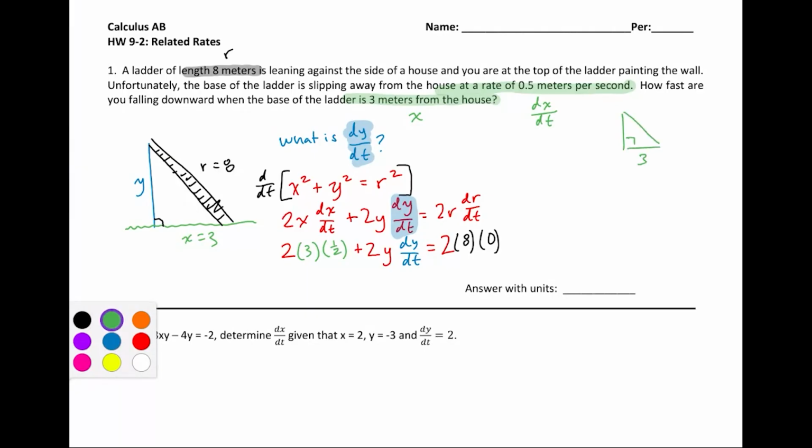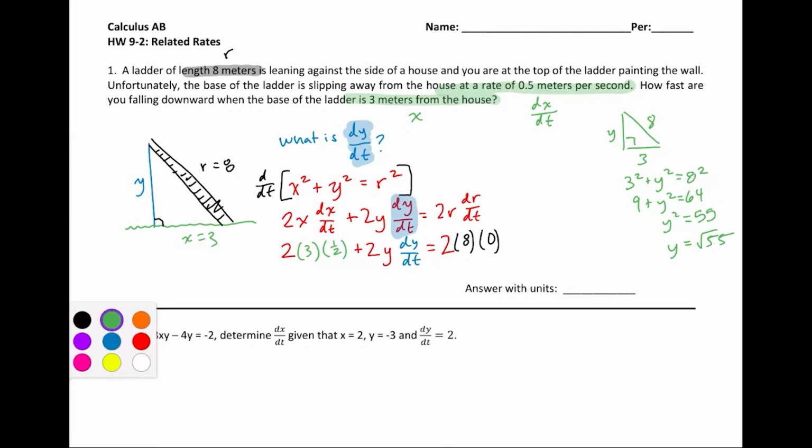We've got 3, 8, and our y. So we can use a little Pythagorean theorem here. 3 squared plus y squared equals 8 squared to find the height that the ladder is off the ground at this moment. So 8 squared, 64. 3 squared is 9. 64 minus 9 is going to be 55. And then y is going to be the square root of 55.